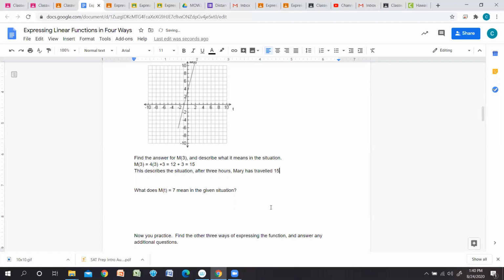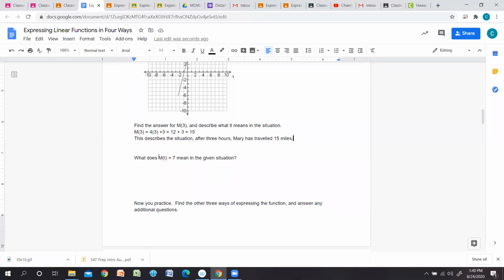I don't know if anyone actually wants to travel that far on bike, but a lot of people do. Let's just say, what does this mean? M of T equals 7. In the situation, that means 7 is the output, right? The output equals 7. So this is asking what is the number of hours it takes to travel 7 miles, right?